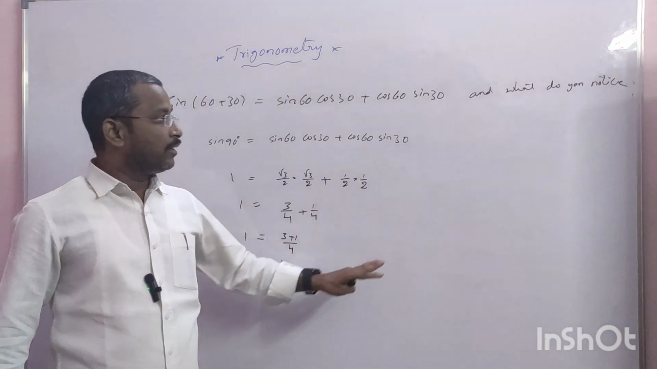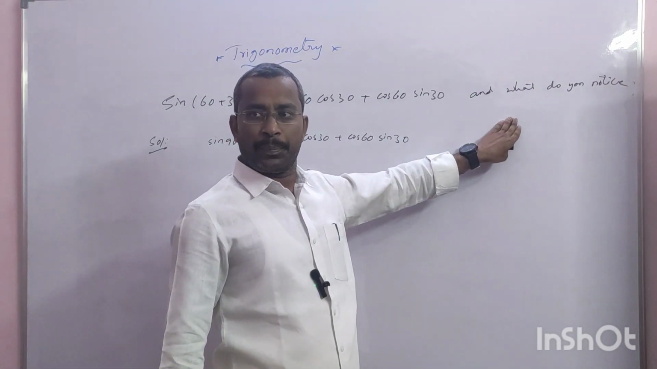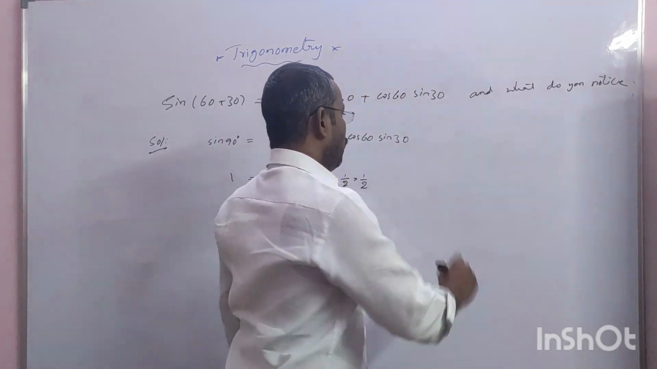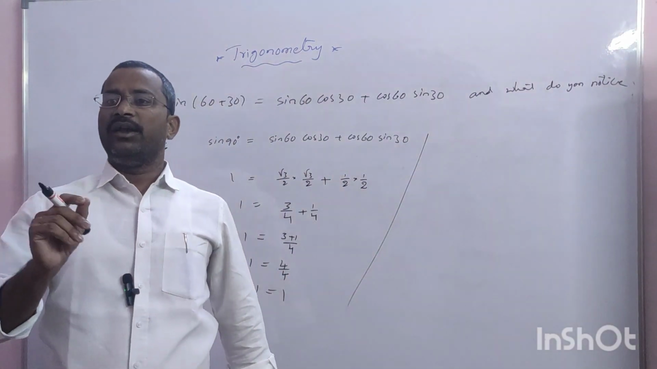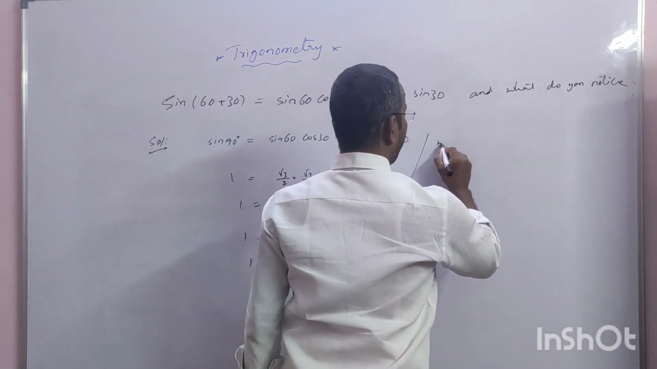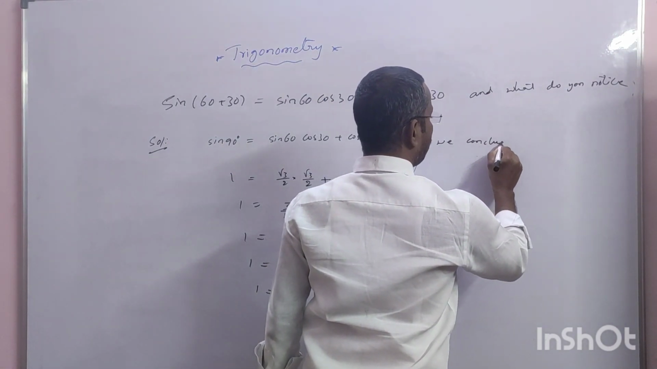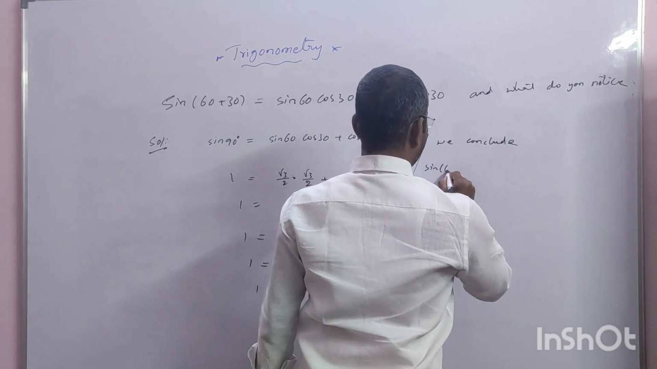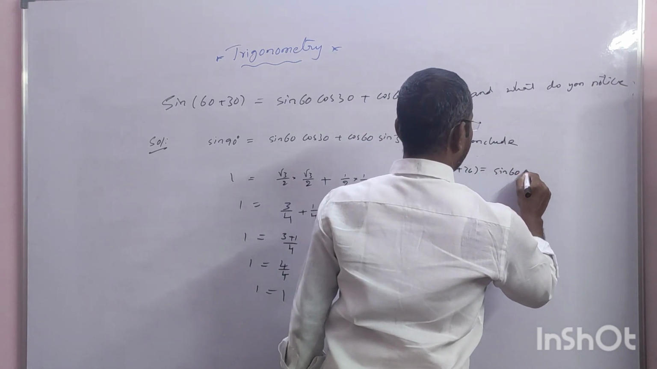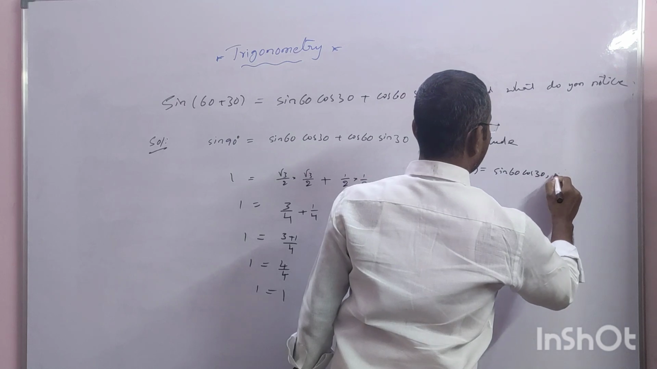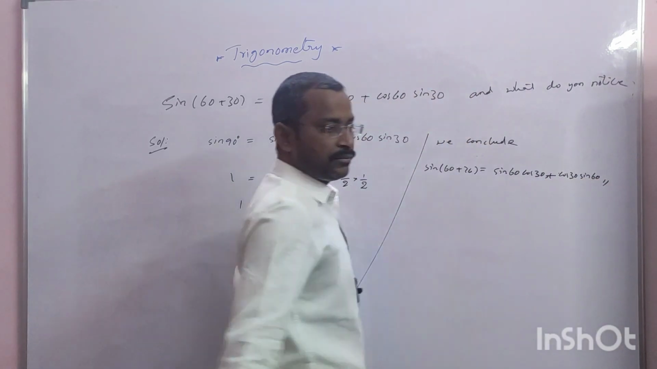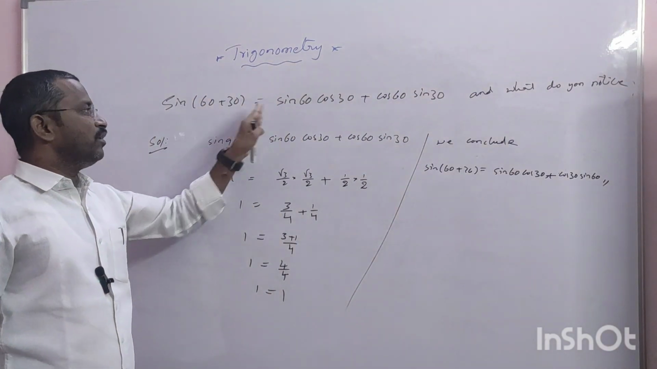Okay, fine. The question is not completed. It is asking what do you notice. So don't write statements like I noticed or I observed. We conclude sin of 60 plus 30 is equal to sin 60 cos 30 plus cos 60 sin 30. We just conclude that both values are the same. That's it.